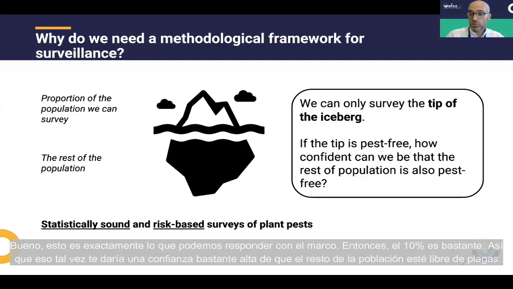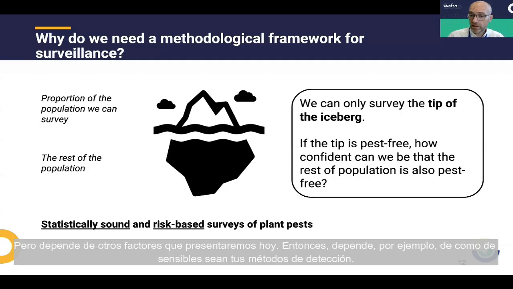Well, this is exactly what we can answer with the framework. So 10% is quite a lot. That would maybe give you quite high confidence that the rest of the population is pest free. But it depends on other factors that we'll introduce today.